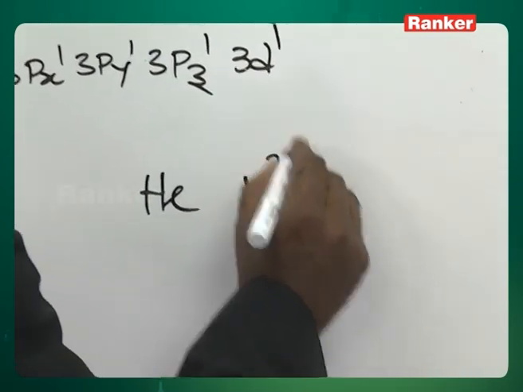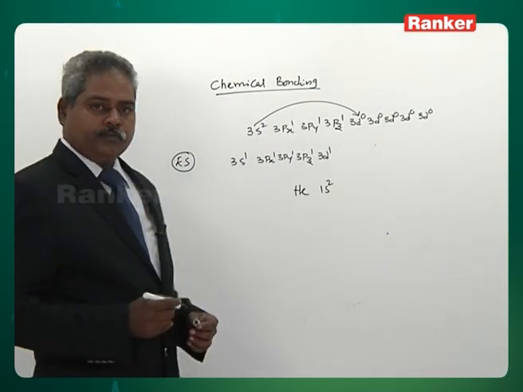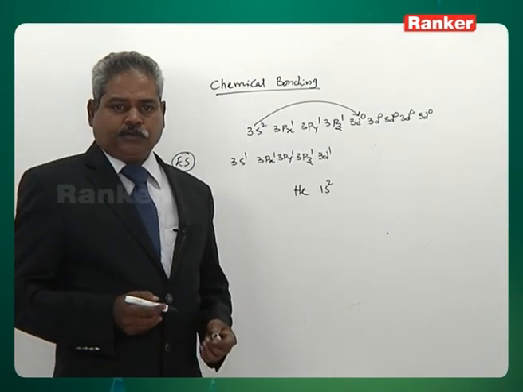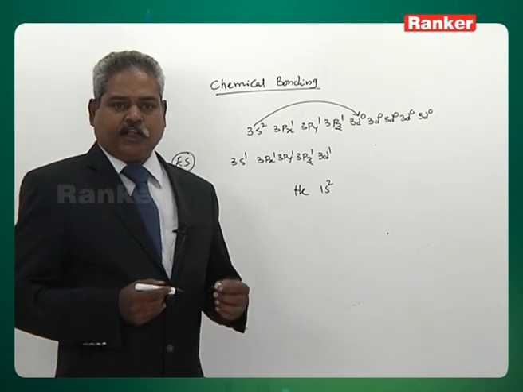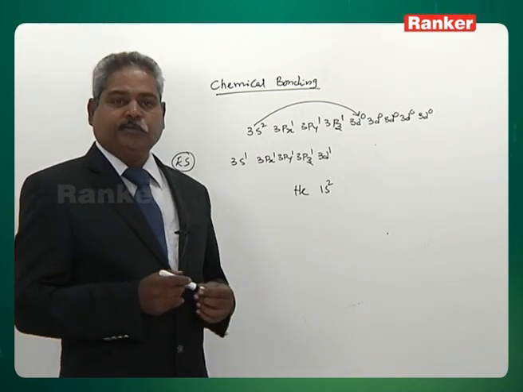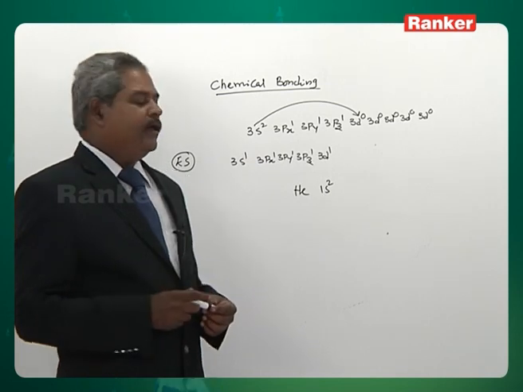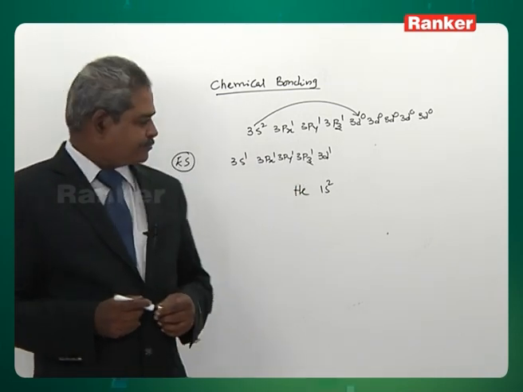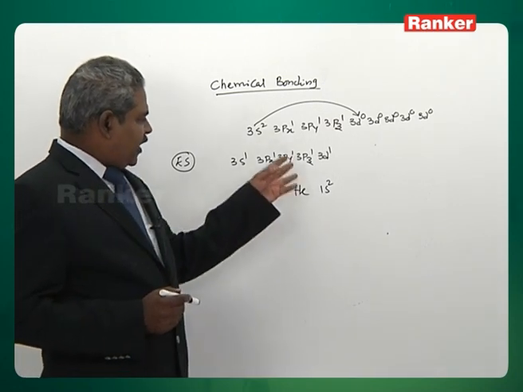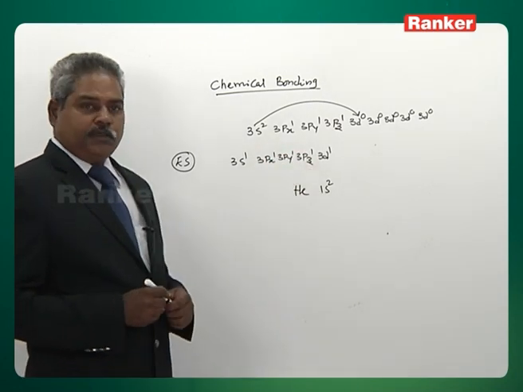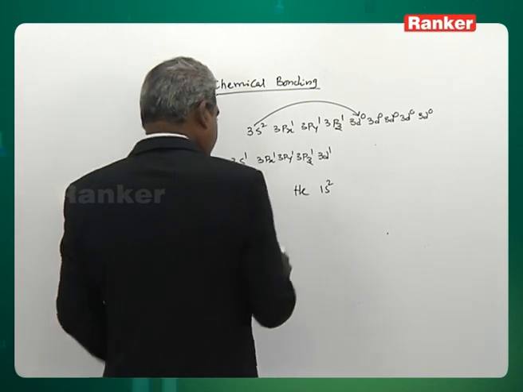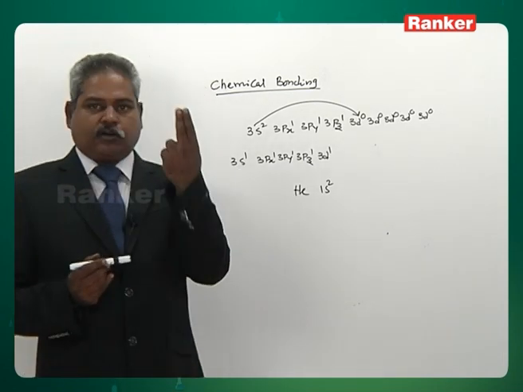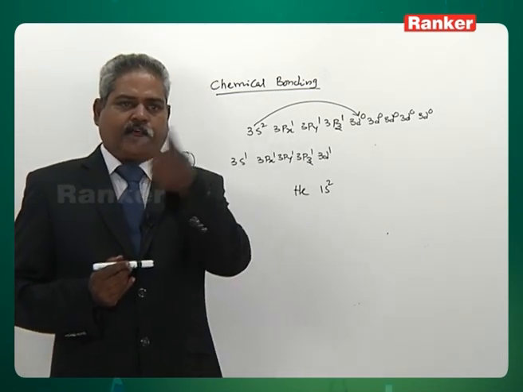Helium, 1s2. How can it form bonds? Sir, it is a noble gas, an inert gas. It doesn't participate in bond formation. Why? The reason for all such things in chemistry is this. Look here. For helium to form bonds, the electrons have to be separated. It is a pair of electrons. Only when it is separated can they form bonds.